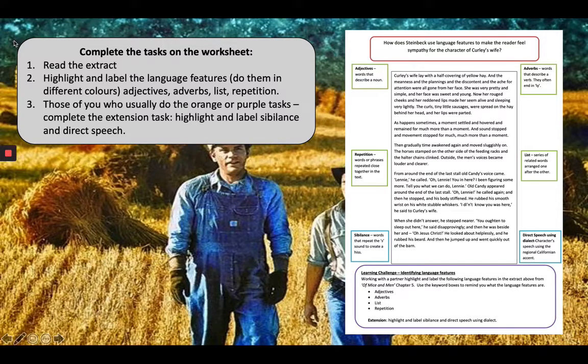So this extract comes right at the end of chapter 5, once Lennie has killed Curly's wife, and Candy comes into the barn and discovers her.